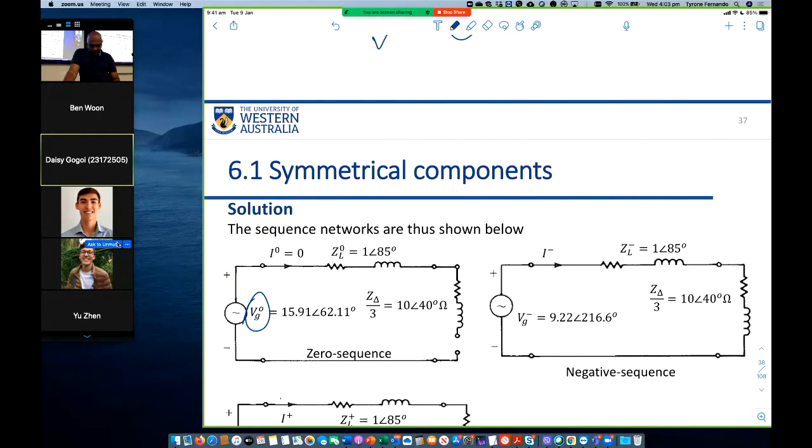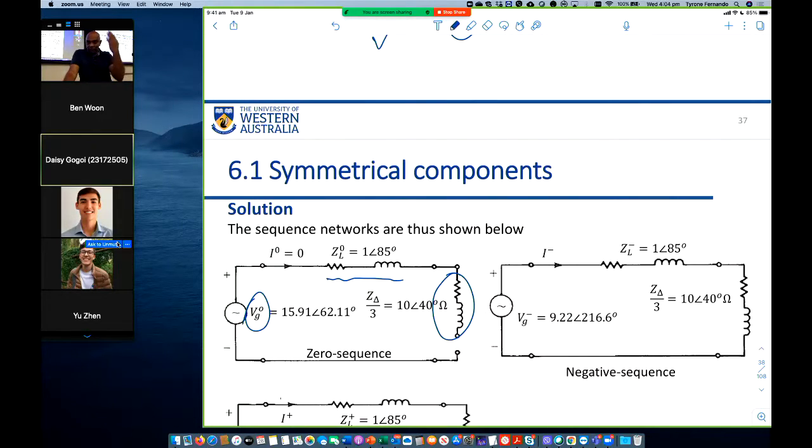We have the line impedance, right? We don't have 3 times Zn here because Zn is 0. So there is no 3 times Zn. That's 0. This term is 0. We don't have that. So this is the line impedance. This is the load impedance, right? Because it's connected to a, remember, a delta. So the delta, we represent it as a star by dividing by 3.